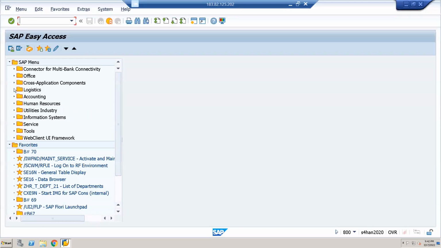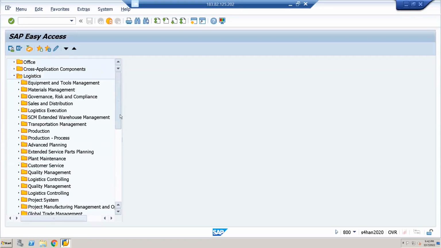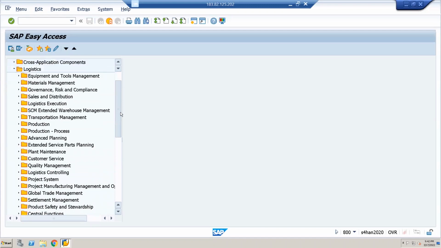Yeah, so when we say logistics module, all these modules are logistics modules, which include materials management, sales and distribution, EWM, TM, and so on. So they are called logistics modules.